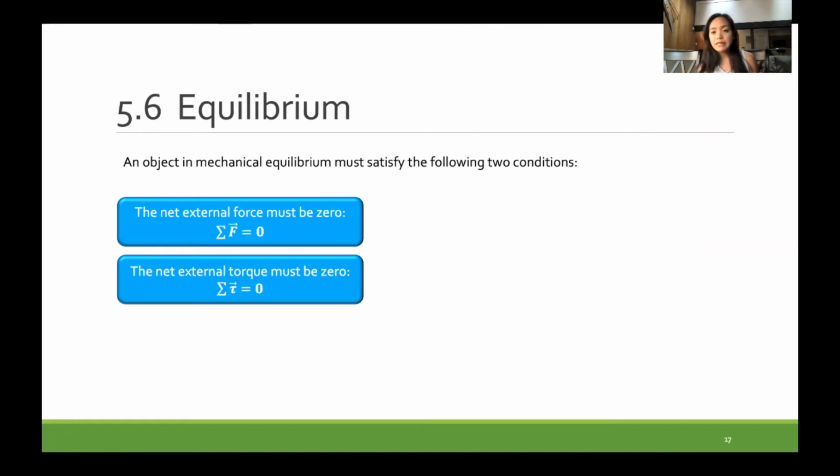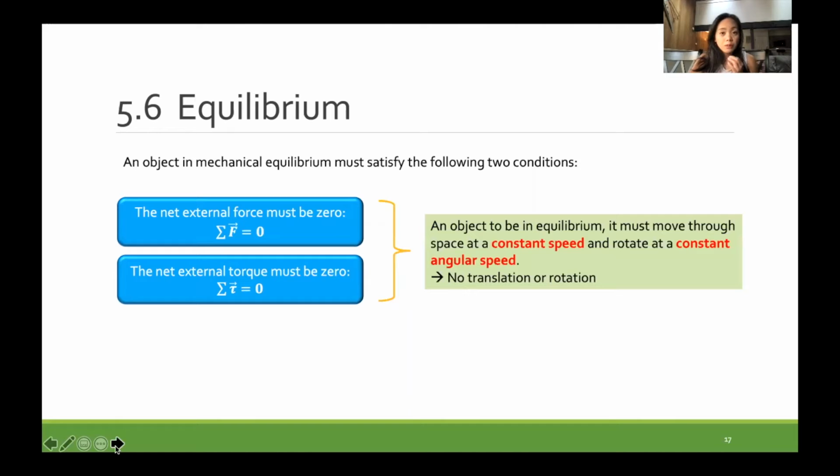Okay. So we have here the concept of equilibrium. In mechanical equilibrium, we have two conditions. First, the summation of all forces should be equal to 0. And the next one is the net external torque must be equal to 0. That means the object will be moving at a constant speed, and the object will have a rotation that has a constant angular speed. So the summation of forces is equal to 0, and the summation of all the torque is equal to 0.